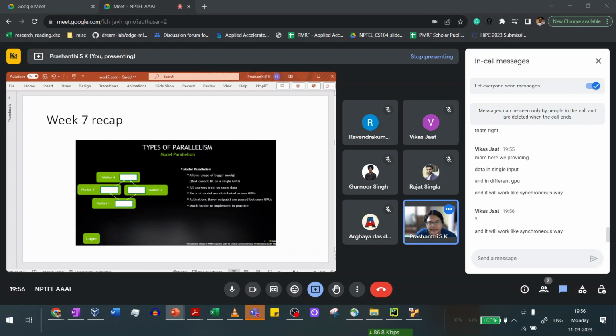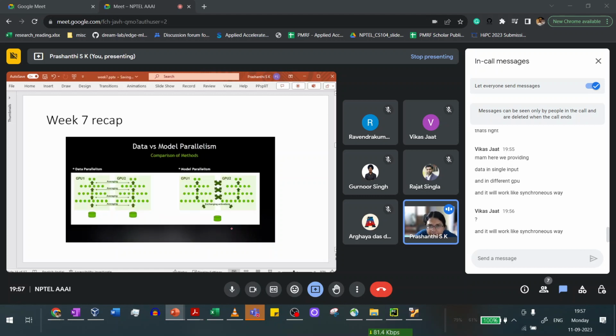Okay, let's keep going because we're almost at 8 o'clock. Model parallelism, again we spoke about, allows using a bigger model. All workers train on the same data and parts of the model are distributed across GPUs. And then if you split it layer-wise, you will have to pass activations between GPUs. This is a little bit harder to implement as compared to data parallelism.